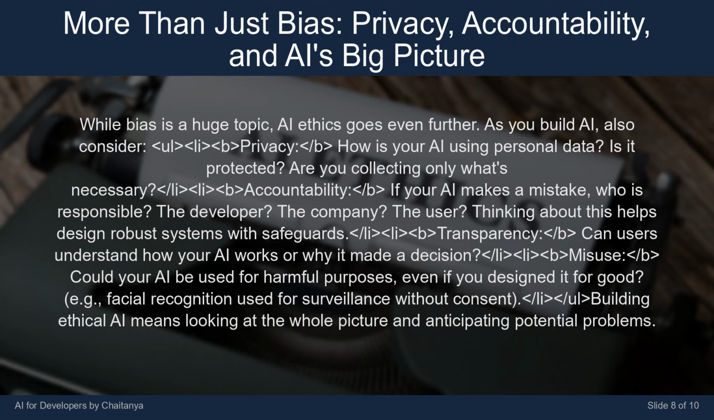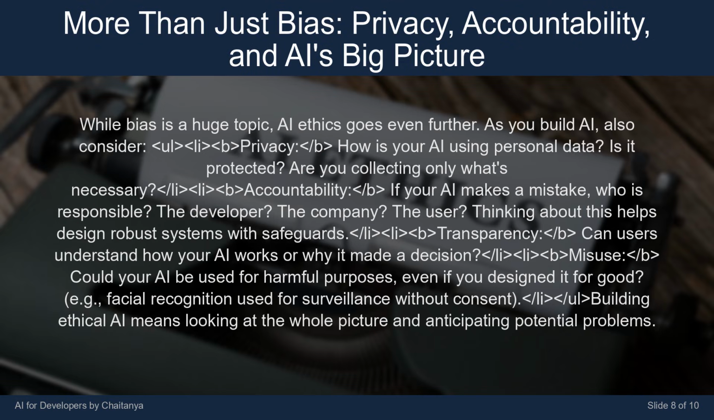Accountability: if your AI makes a mistake, who is responsible? The developer? The company? The user? Thinking about this helps design robust systems with safeguards. Transparency: can users understand how your AI works or why it made a decision?